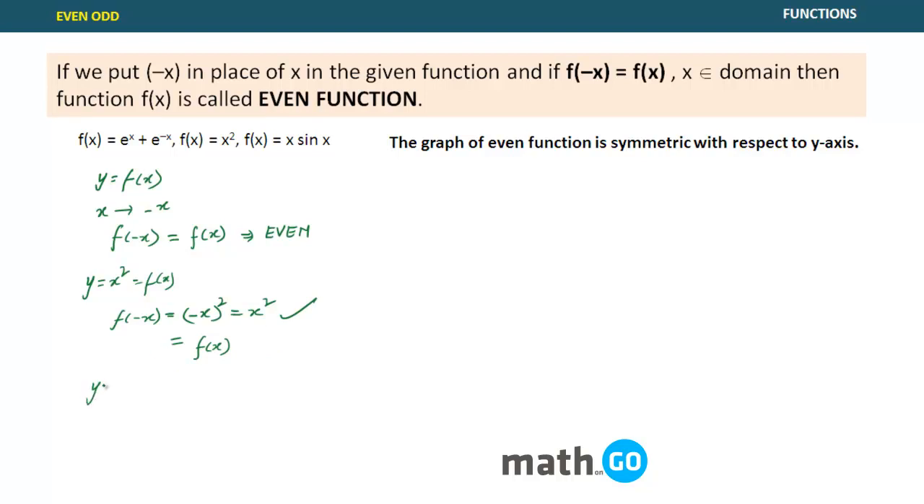For example, if we talk about the y equal to cos x function, right? Let's say this is now equal to f of x. Now, if you start putting minus x in this, so we know that cos of minus x will again be, yes, absolutely, cos x. Again, that means equal to f of x. So that implies this function is also an even function.